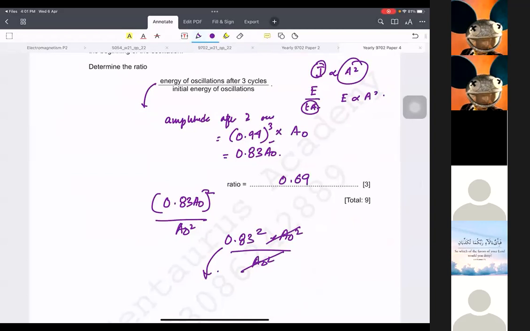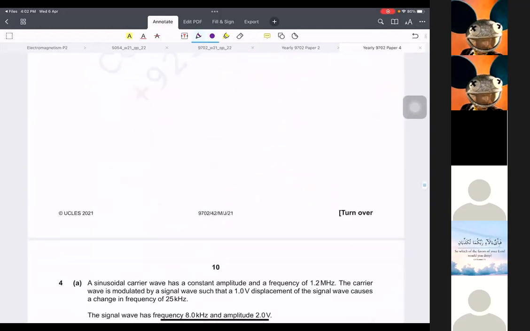Is it clear? I assumed that energy and amplitude are directly proportional, so I have 0.83. One mark you will get, or no one will get. That's wrong. If you have still done this, you get one mark. But if you haven't done this, this is wrong. You have to come to intensity.